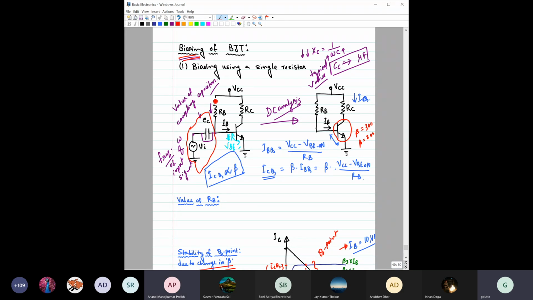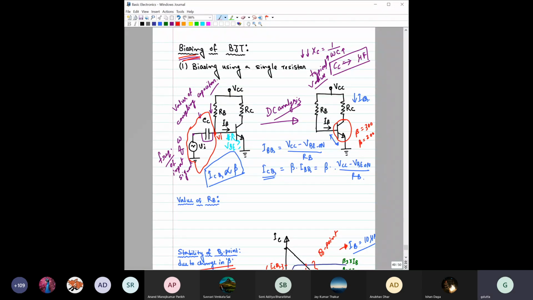Sir, will that AC source affect the value of IB? This AC source will definitely affect the value of IB, because it will change the value of this input voltage. But there are two terms actually. If you consider this input voltage as VI, then VI has two terms: one due to the DC part, and the other due to the AC part. Right now we are focusing only on the DC part, so we are not considering the change in IB or this input voltage due to the change in the input signal.